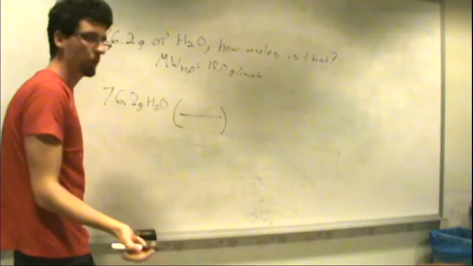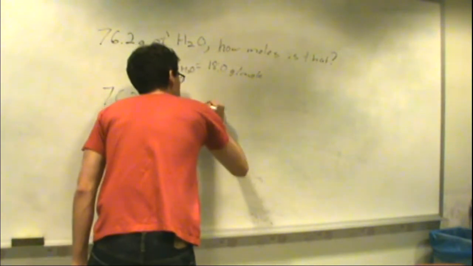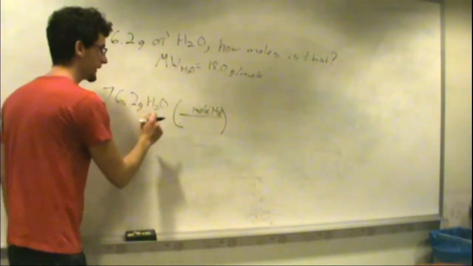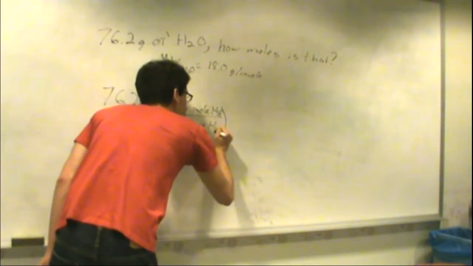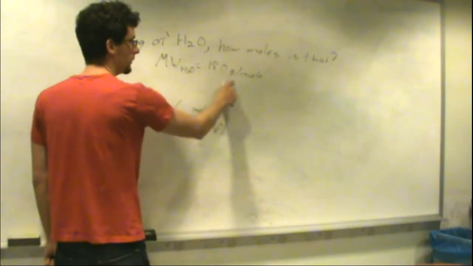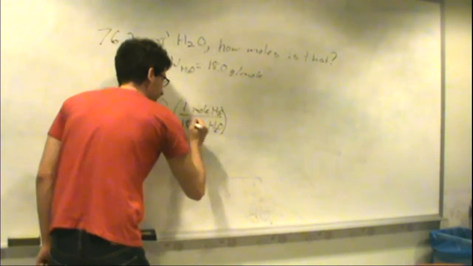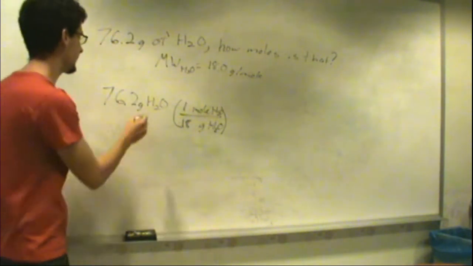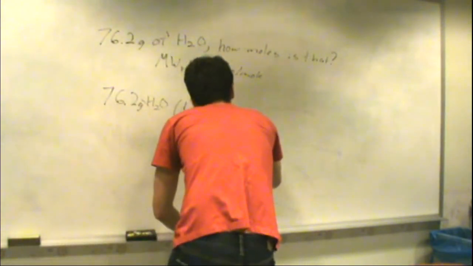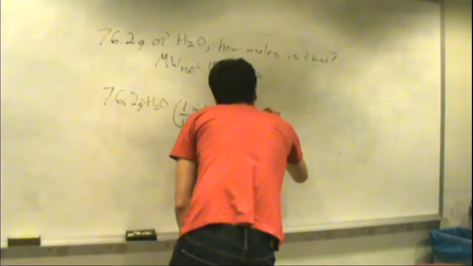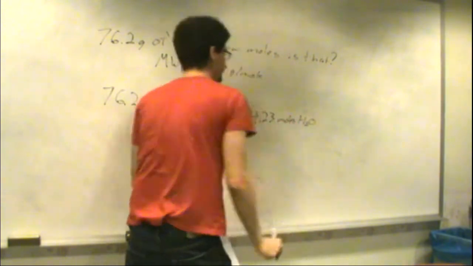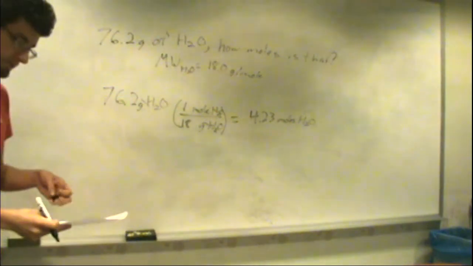So we know we want to end up with moles, so moles of H2O. But in order to end up at moles, we have to cancel out our grams. So we're going to have grams of H2O. We know for every 1 mole of H2O, we have 18 grams. Let's just double check to make sure our units cancel out. We're going to get rid of grams, and we're going to end up with moles. And what this will lead us to is 4.23 moles of H2O. So that's how we can convert from grams to moles.